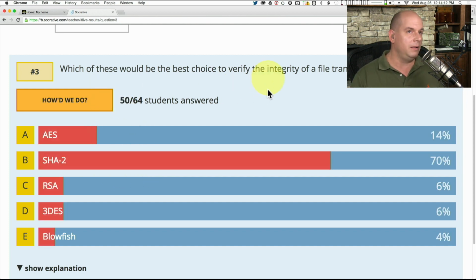Let's see how we did. Well, we had one standout. 70% of you said SHA-2, but 14% of you said AES, and then we have single digits for the other options here. Is this going to be one of those examples where we go through and look at what the options might be, and everybody chooses one and it's really something else? Let's have a look at what these might be. Let's start with these different options.